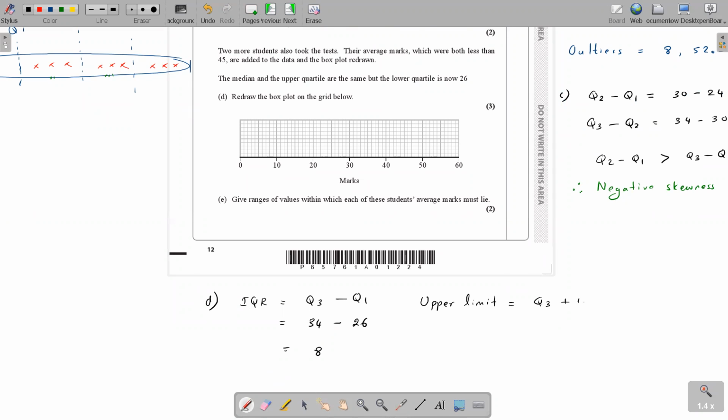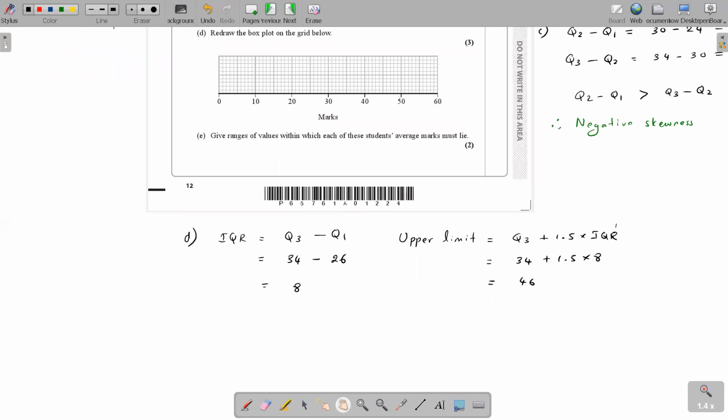Upper limit is Q3 plus 1.5 times IQR, right? Get the upper limit and the lower limit again. So Q3 is 34 plus 1.5 times interquartile range, which is 8. Can I have the upper limit? 46. Lower limit is Q1 minus 1.5 times IQR. Q1 is 26 minus 1.5 times 8. How much is it? 14.